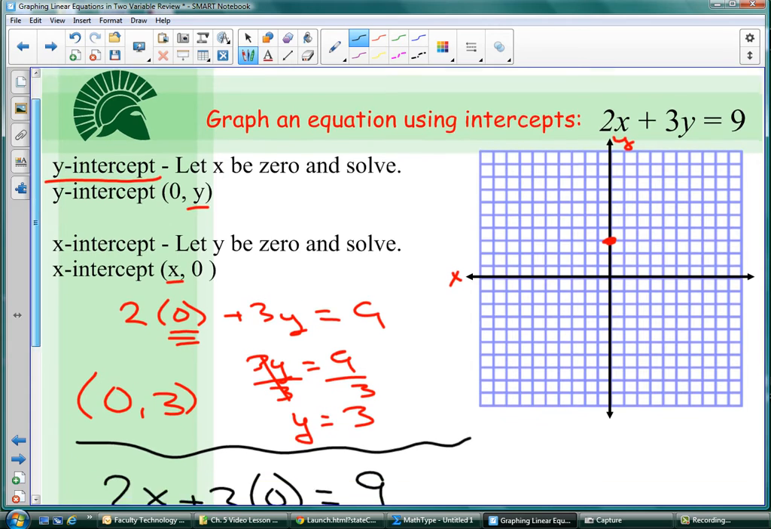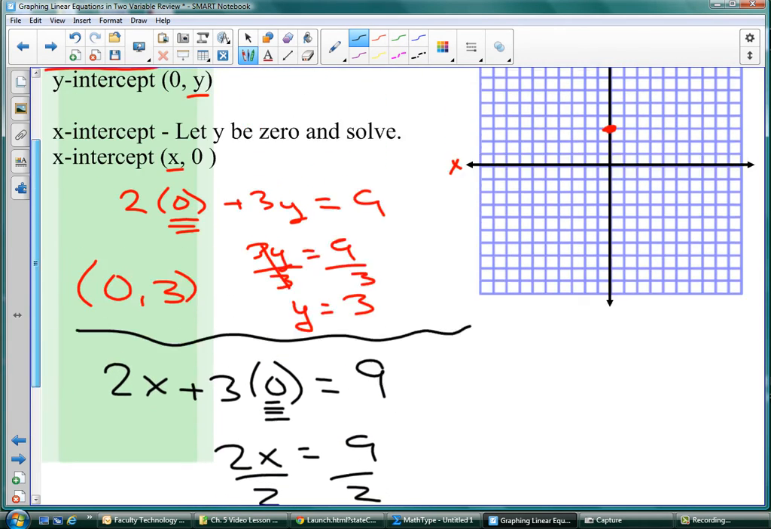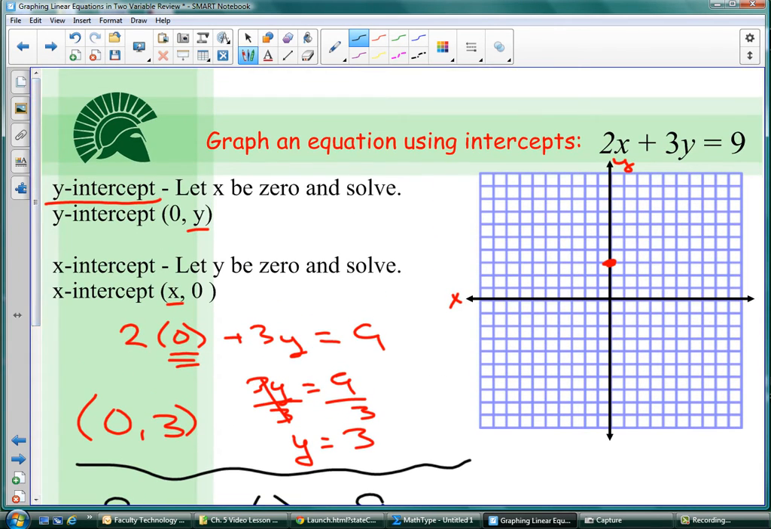So I'm going to take that point and graph it. 4.5 is halfway between 4 and 5. That's my x-intercept, so I should end up on my x-axis. So I go to my origin, and then I'm going to go across 4.5 to the right. So 1, 2, 3, 4. Halfway between 4 and 5 appears right here. Let me do this in blue so you can see it a little bit better. Halfway between. And now I have 2 points.